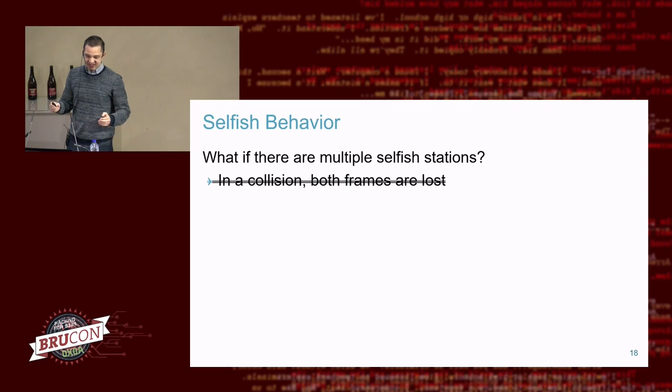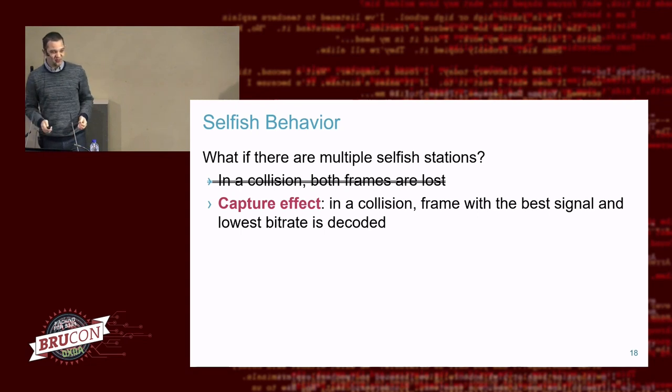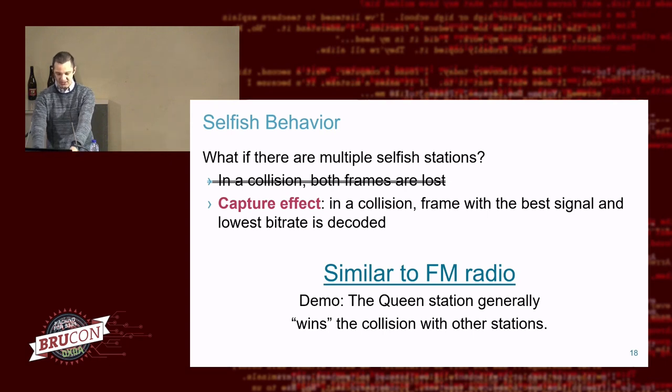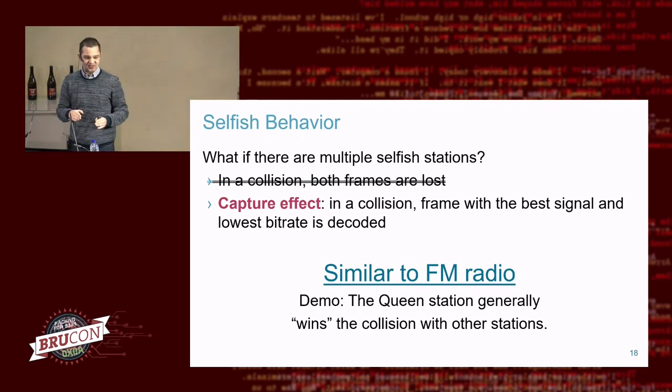In practice, it's generally the packet that has the best signal quality and uses the lowest bit rate that is still received correctly. And in a sense, the other packet is just seen as background noise. And this is called the capture effect. And I'm going to give a quick demonstration about this capture effect using an FM radio. And in this demo, there will be a guy walking around. Let me get this ready. And here you will see that there are multiple radio stations in the vicinity. And depending on where he is walking, one of these radio stations will have a better signal, and that's the radio station you will hear.